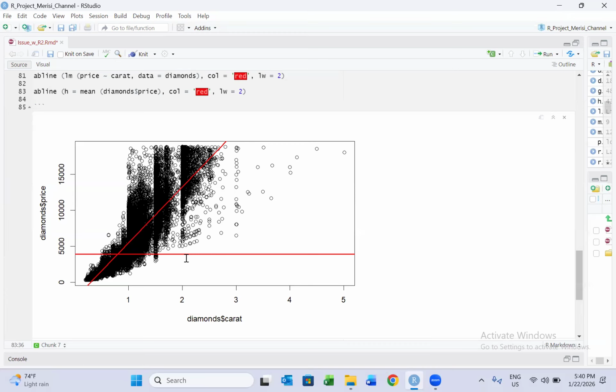Okay, perfect. Let's take a look at the regression line. Well, the regression line has a positive slope, and it somewhat captures the upward trend, right?